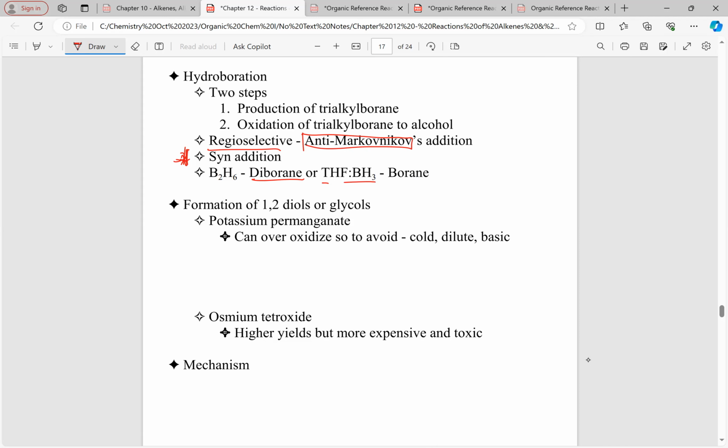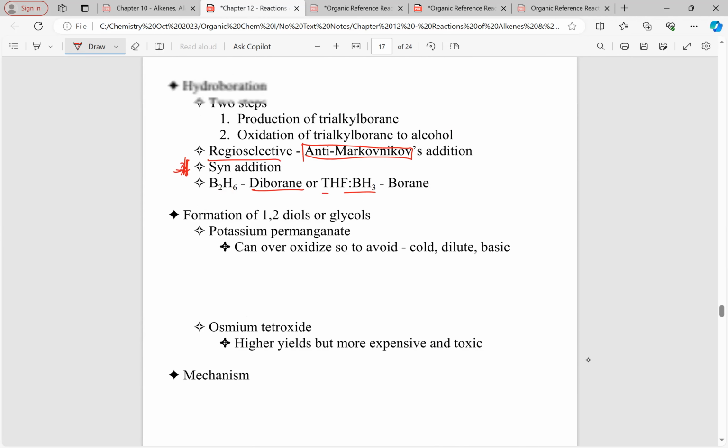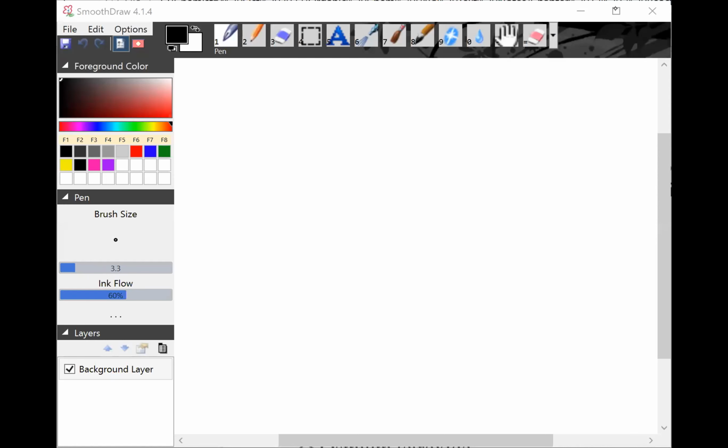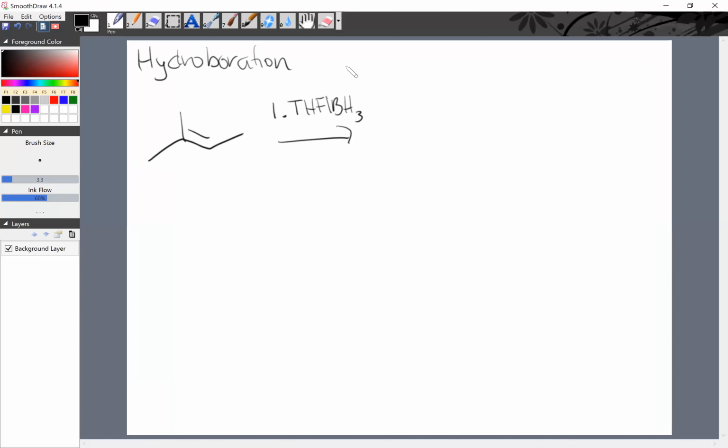And let me see, did I leave myself space here? Of course I didn't. So we're going to go to the whiteboard for this one. All right. Hydroboration. Start with my favorite alkene. All right, the first set of conditions is either going to be THF and BH3, or it can be that diborane. So either one of those conditions work.